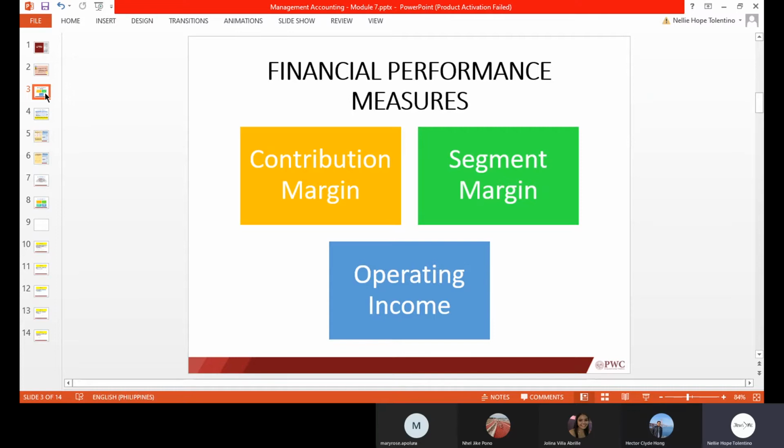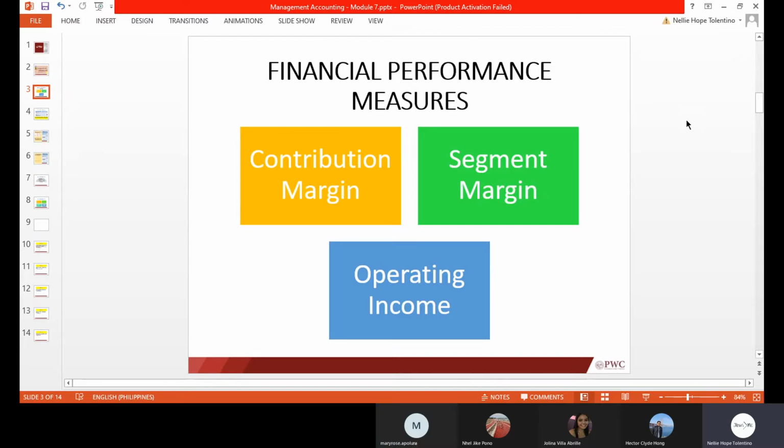Yeah, huwag niyong kalimutan yan ha. Sales less variable cost is equal to contribution margin. So, contribution margin less fixed cost. Anong result? Profit, ma'am. Profit. Very good. Yun na yung bottom line natin. We can also call it operating income.